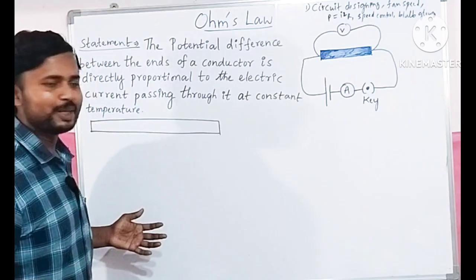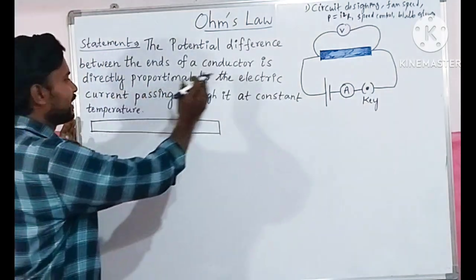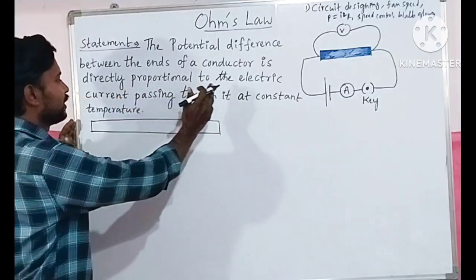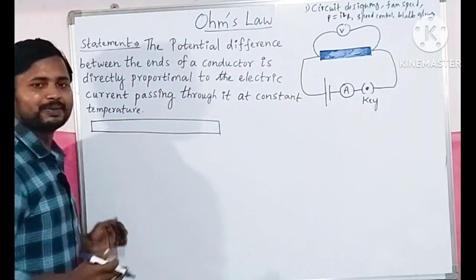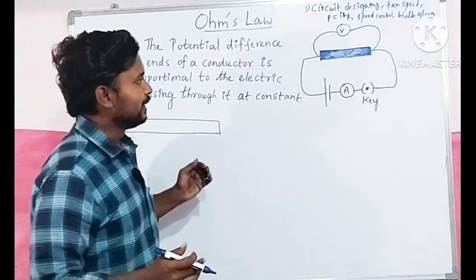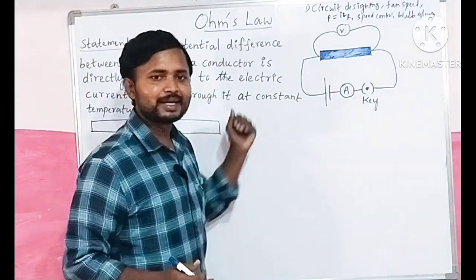Ohm's law means the potential difference between the ends of a conductor is directly proportional to the electric current passing through it at a constant temperature. Now, to understand Ohm's law, here there is a circuit diagram.